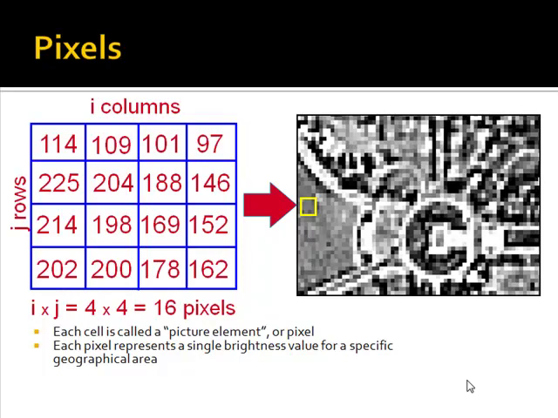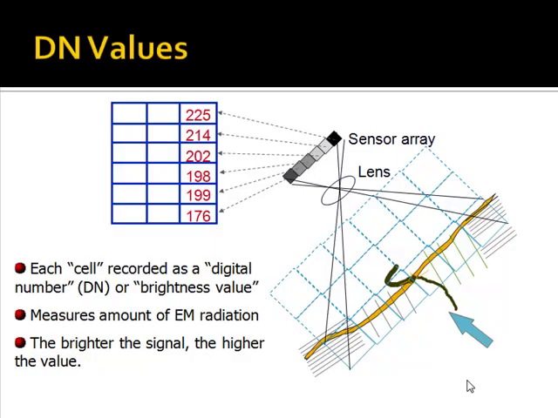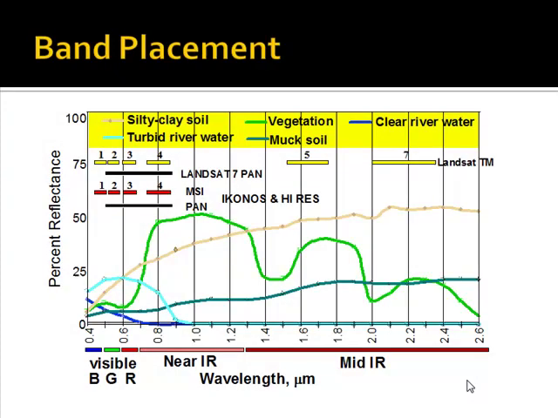In a GIS environment, all of the remotely sensed data that we work with is digital, so that means it's composed of pixels. At the very basic level, each pixel has a digital value, or a DN, assigned to it. As brightness increases, that pixel has a higher value. So the way sensors work is that each cell is recorded as a digital number, or brightness value. This brightness value is the measure of the amount of electromagnetic radiation received by the sensor, and the brighter the signal, the higher the value.